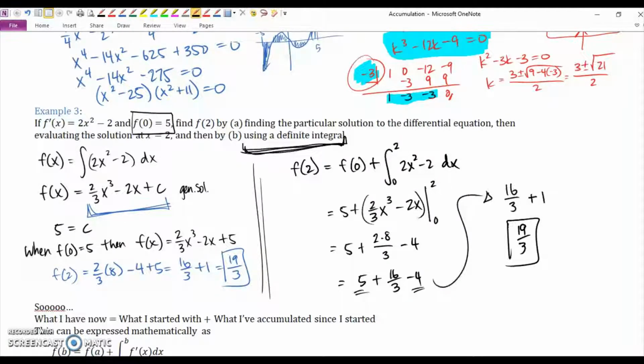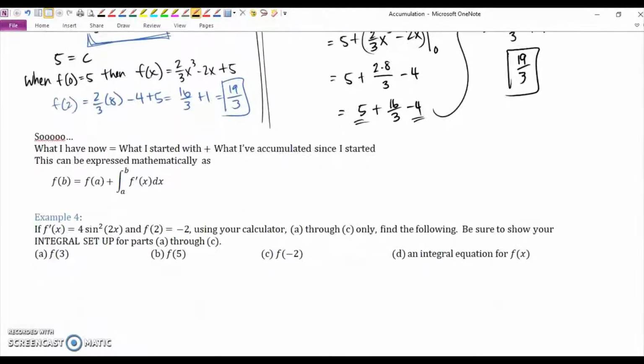So that brings us to this beautiful part here that says what our equation was, right? And we've kind of created it ourselves. So what you have is what you started with plus what you've accumulated since then, and f prime is just the rate at which f is growing, right? Remember, f prime is the derivative, so it's the rate at which the function is growing.